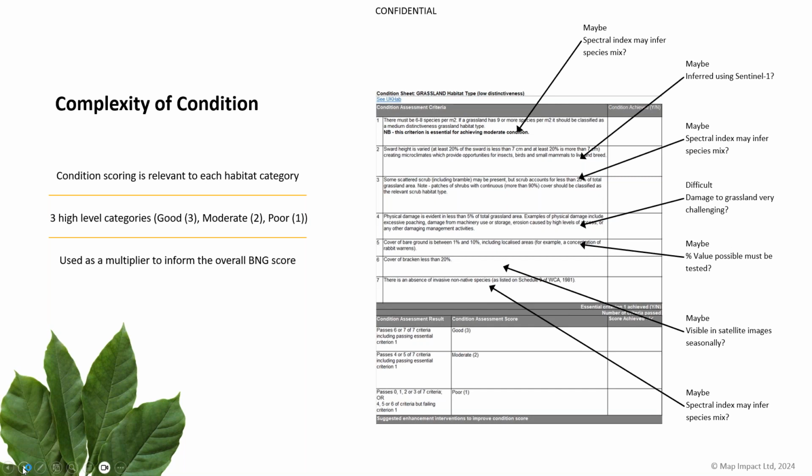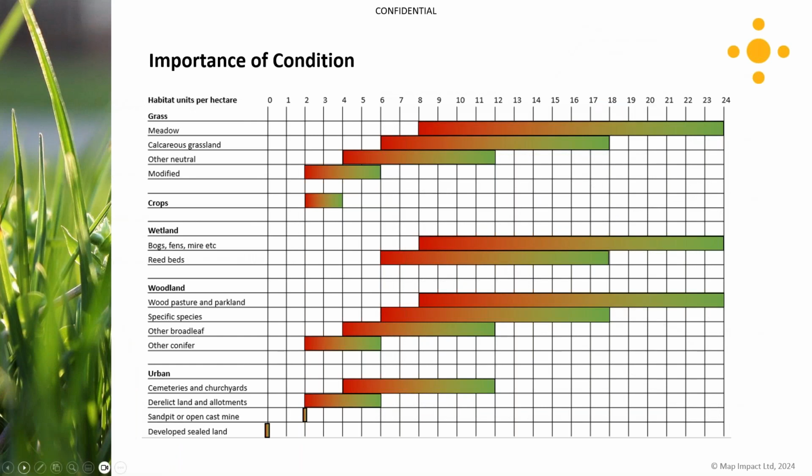If we move to the next slide, this really begins to show why condition is so important. This is an example of some habitats within the DEFRA metric calculator. If we imagine that we have this multiplier of 1, 2, or 3, depending on condition. If a habitat's in poor condition, it's scored 1. If it's in very good condition, it's scored as 3. This can make an enormous difference to the number of habitat units.